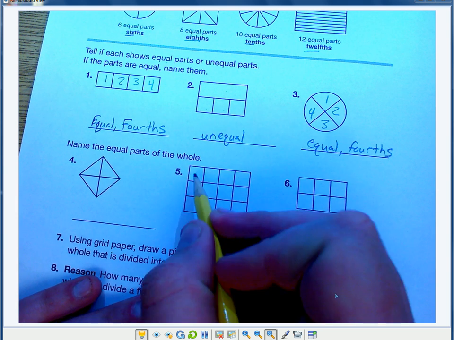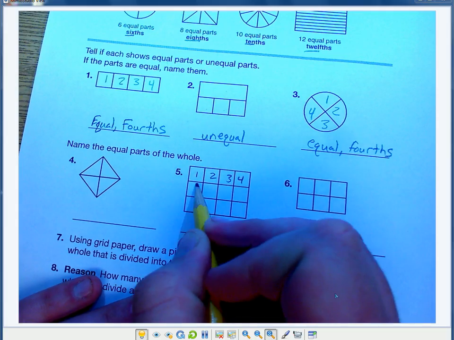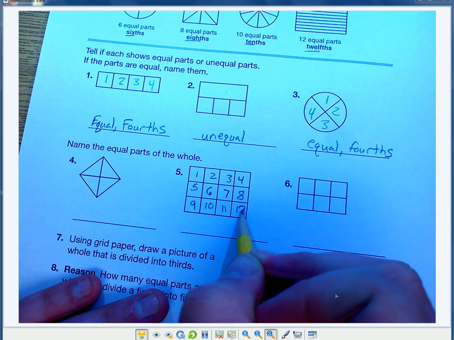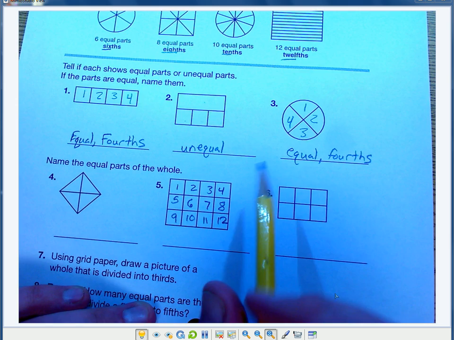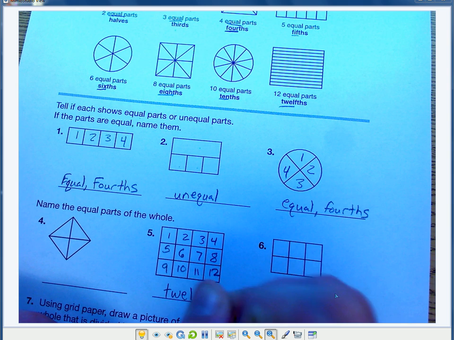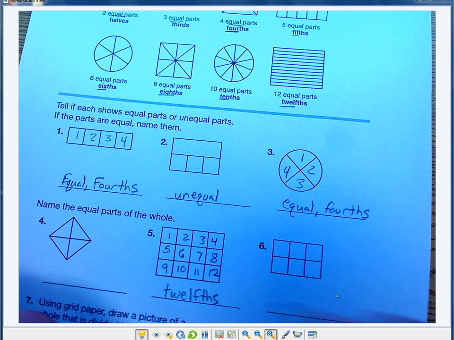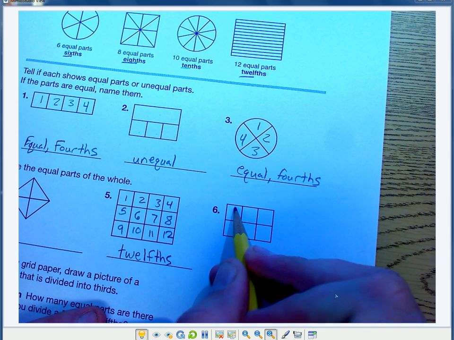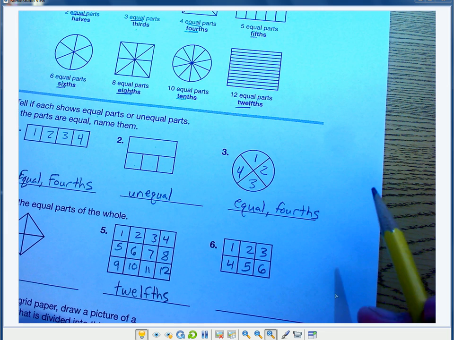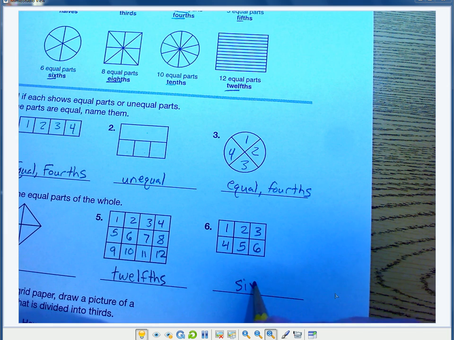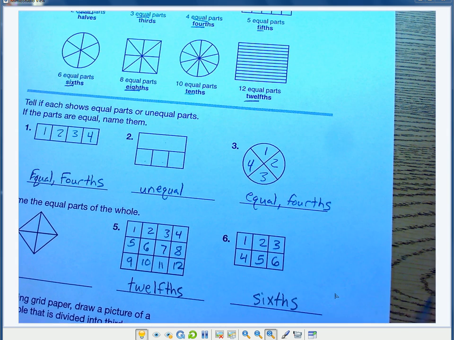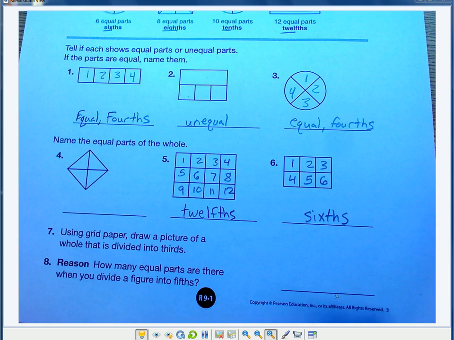If I look in 5, I have 1, 2, 3, 4, 5, 6, 7, 8, 9, 10, 11, 12 equal parts, and I know that they're equal. If I have 12 equal parts, I can look up here. That is twelfths. Number 6. These are all equal. I have 1, 2, 3, 4, 5, 6 equal parts. And I know that 6 equal parts is going to be sixths. Notice that we're only saying how many they're divided into. When we get into the later lessons, we're going to be talking about fractions more in depth.